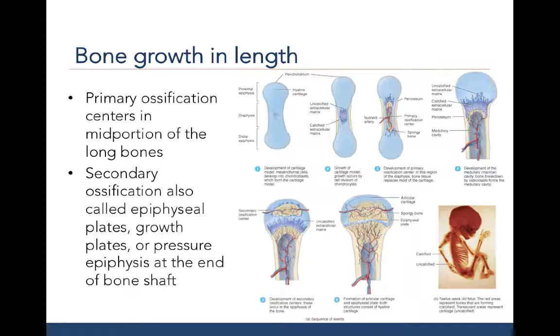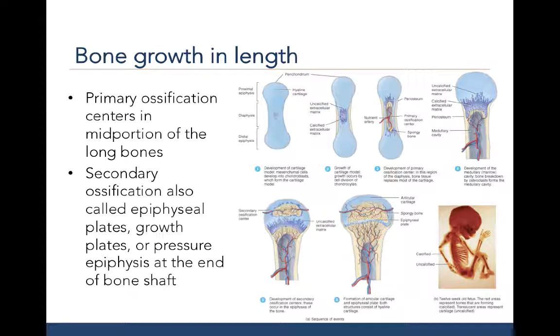The secondary ossification center is found in the epiphysis of the bone, as seen in part 5 of this diagram. Because of the location of the epiphysis, the secondary ossification centers are also called the epiphyseal plate. It is also called the growth plate or pressure plate because of the ends of the shaft where the pressure is placed during weight-bearing activities. Again, you will see that the blood supply develops in the secondary ossification center.